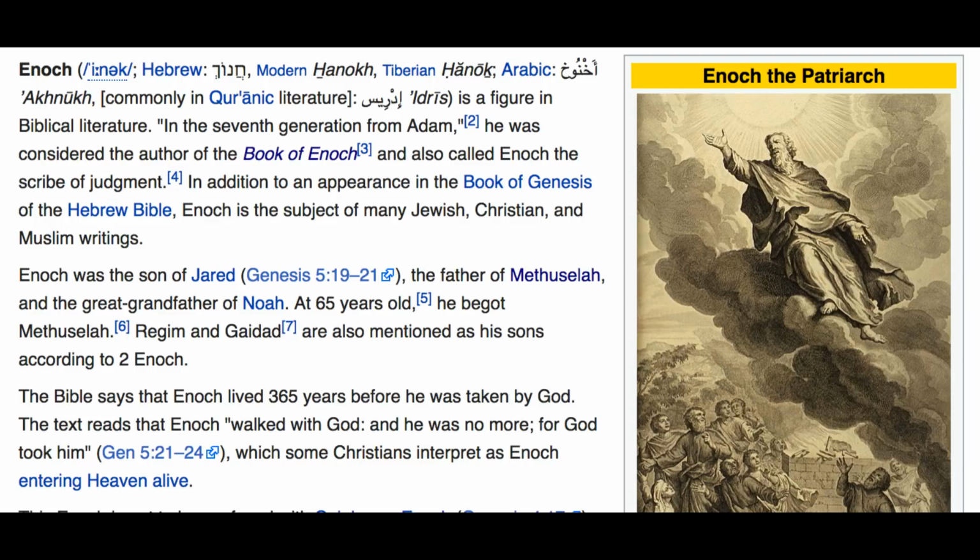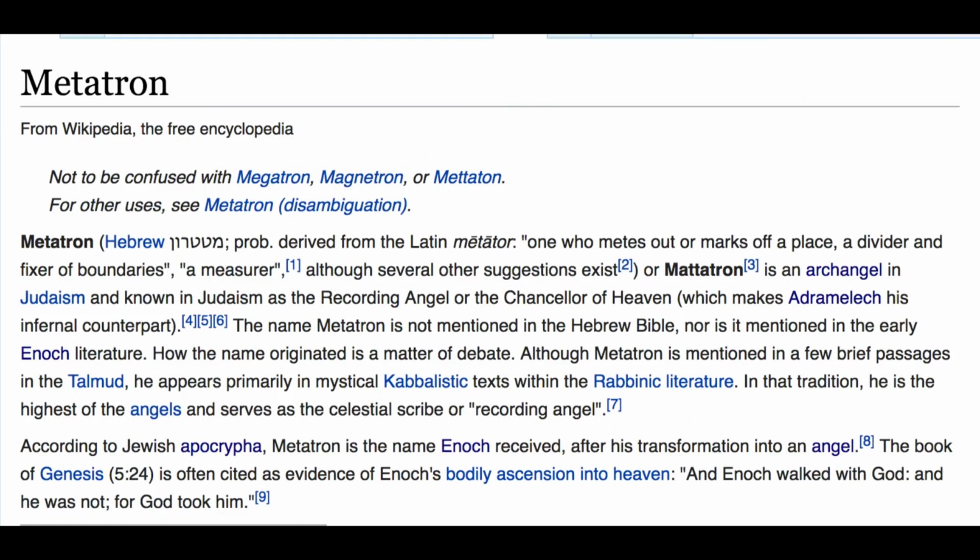Okay, so when it's going to explain here, when they say taken, the text reads that Enoch walked with God, not taken. So he walked with God and he was no more, for God took him. Some Christians interpret this as Enoch entering heaven alive. So in the story of Enoch, he doesn't die, right? God takes him. When he turns 365, he goes up. And right there he gets to go to heaven and he becomes like an angel, right? After that he's called Metatron, and we're going to read about that later in the rabbi literature.